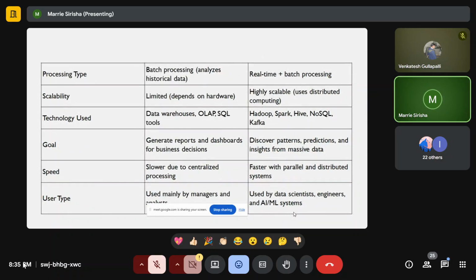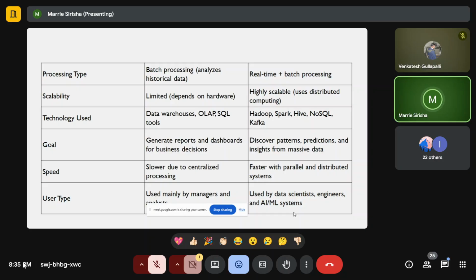Next, how was the processing type? Batch processing. That means it is by using the historical data. Processing ఎట్లా ఉంటుందంటే, జస్ట్ బ్యాచ్ ప్రాసెసింగ్ అంటారు దీన్ని. హిస్టారికల్ డేటా నుంచి అనాలిసిస్ చేసేదాన్ని. But when it comes to big data, it is real time and batch processing. It also analyzes the previous historical data and also the real time data. That means it is integrating with AI and ML.